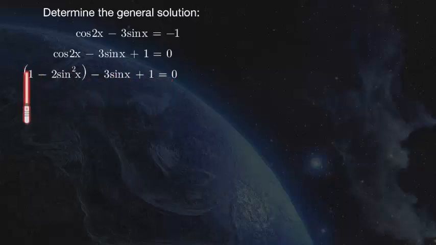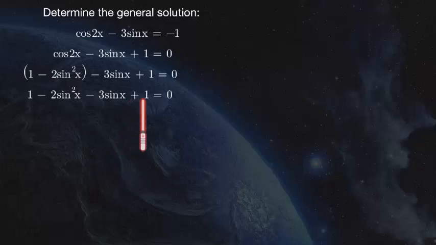Then we multiply in this 1. Well, we didn't have to do it, but I want to show you all the steps. And then we have 1 minus 2 sine squared x minus 3 sine x plus 1 equals 0. And then we can simplify this part with this 1 plus 1, which will give us a 2. And we have minus 2 sine squared x minus 3 sine x plus 2 equals 0.